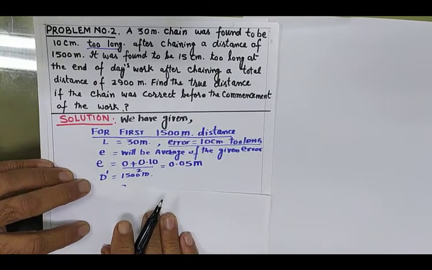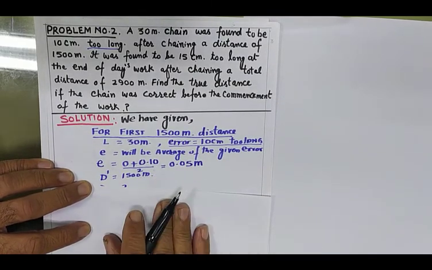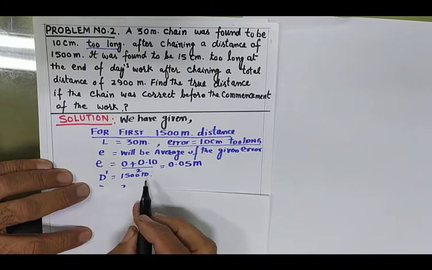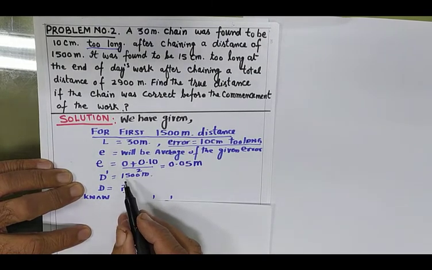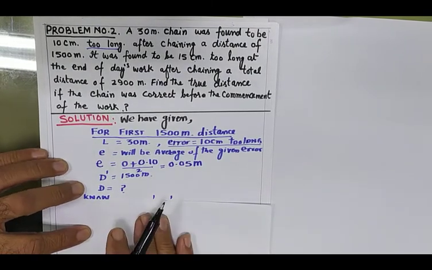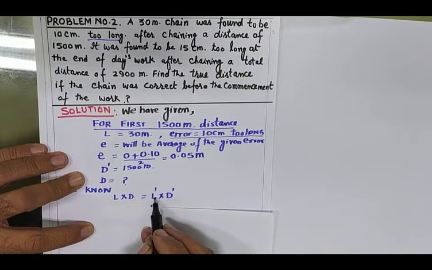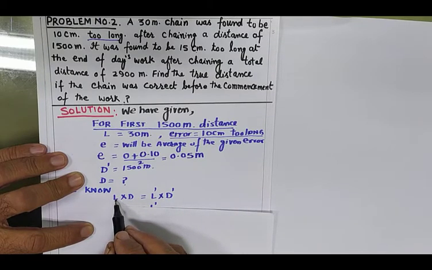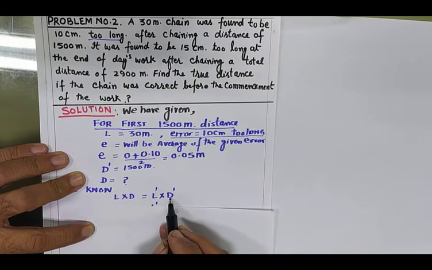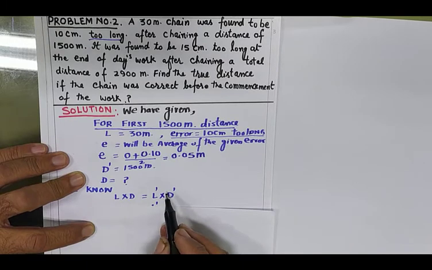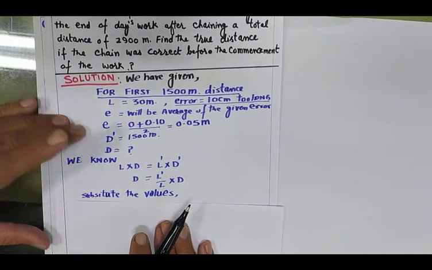The distance measured by this type of chain is given as 1500 meters. Again, we have to calculate its actual distance when the chain is 10 centimeter too long. So we know L into D is equal to L dash into D dash. Again, L is the actual length of the chain, D is the actual distance, L dash is the incorrect length of chain and D dash is the incorrect distance measured with the chain that is 10 centimeter too long. So we are going to substitute the values.